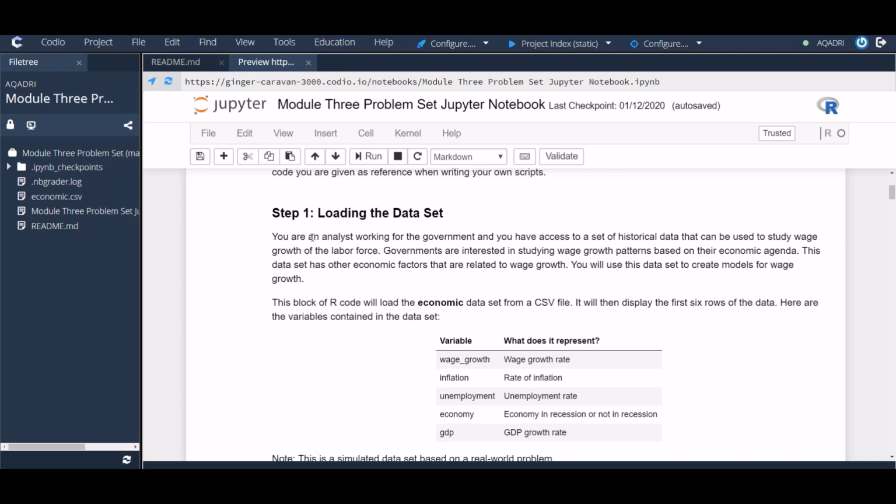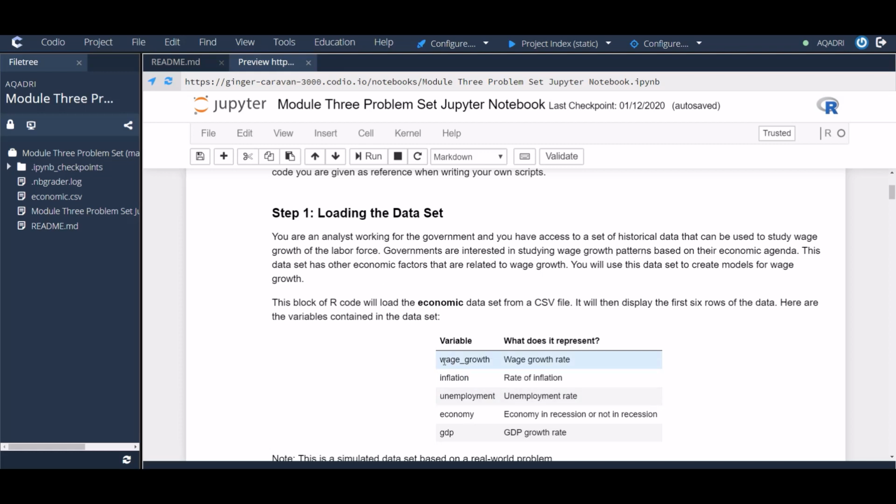So I highly recommend that you read this. Essentially, you are working with an economic data set now. And here are the variables and the explanation of what they are. And so it's very simple.